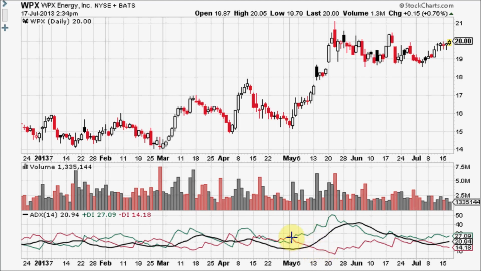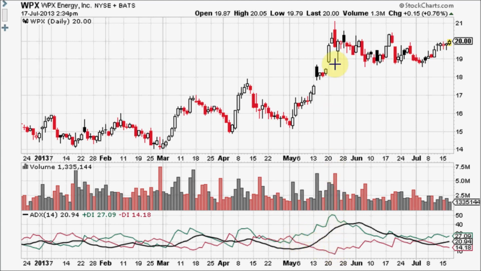Right here there is a crossover where the green DI plus crosses up through the down-ticking DI minus, the red line right here. Many consider that to be a buy signal, and if you look at the chart, that would have been a good buy signal. So the direction of the trend is all about the DI plus, which is up-ticking, while the DI minus is down-ticking.